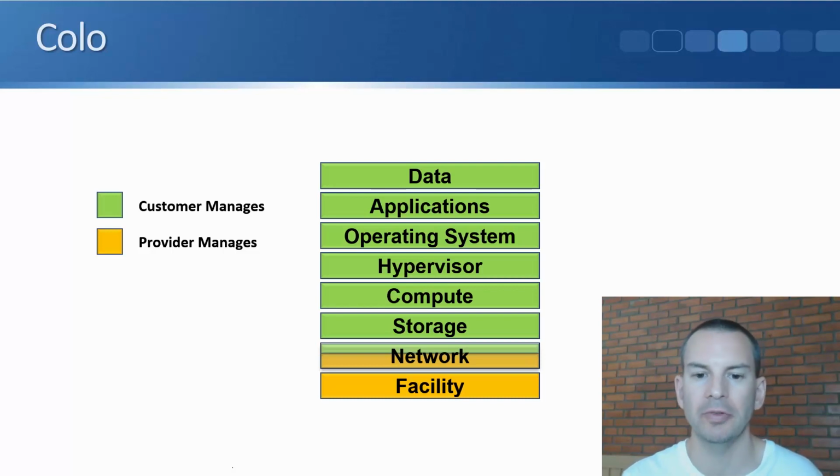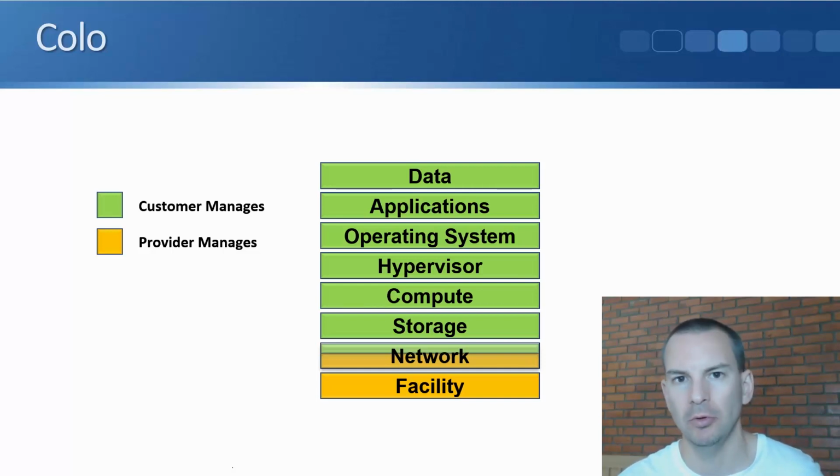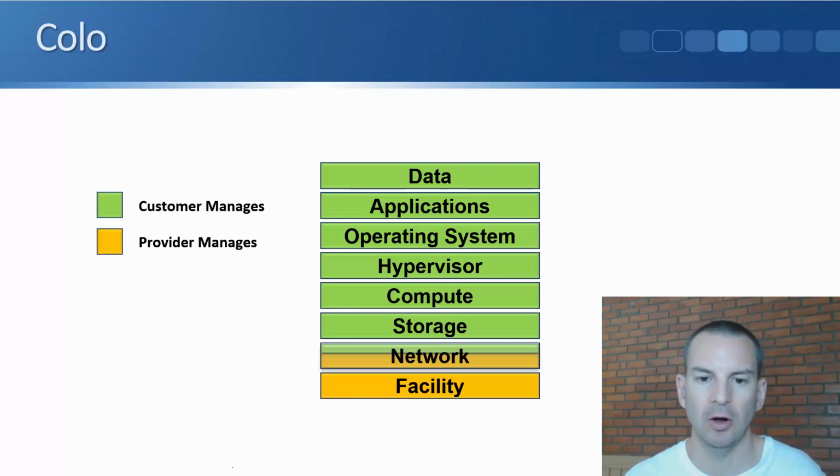With colo, the facility is going to be provided by the provider, and they'll also make sure that network connections are available there as well. The customer will negotiate a network connection from one of the network providers. And then all of the other levels in the stack up there, from storage, compute, hypervisor, operating system, applications, and data, that equipment is going to be owned by and managed by the customer.